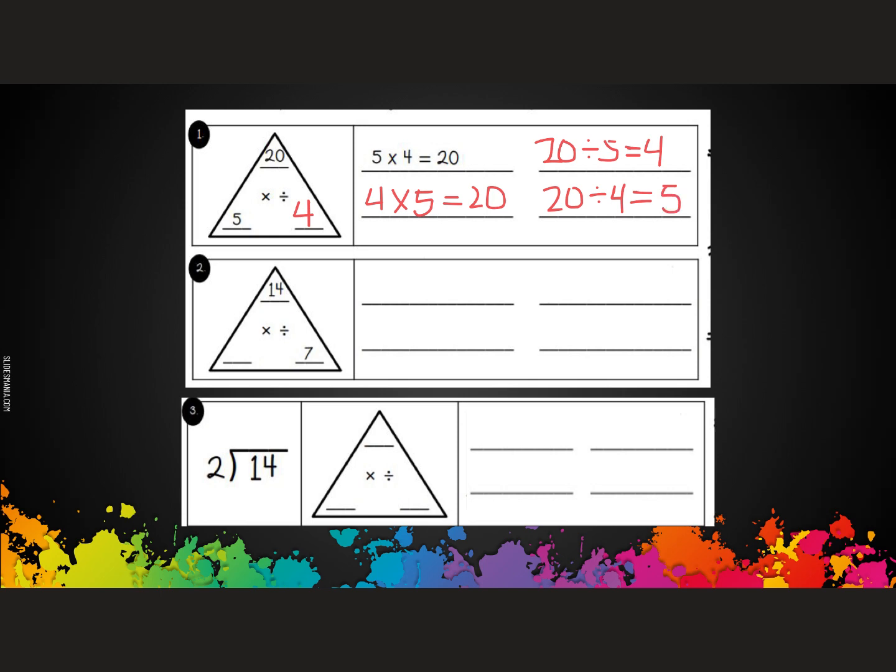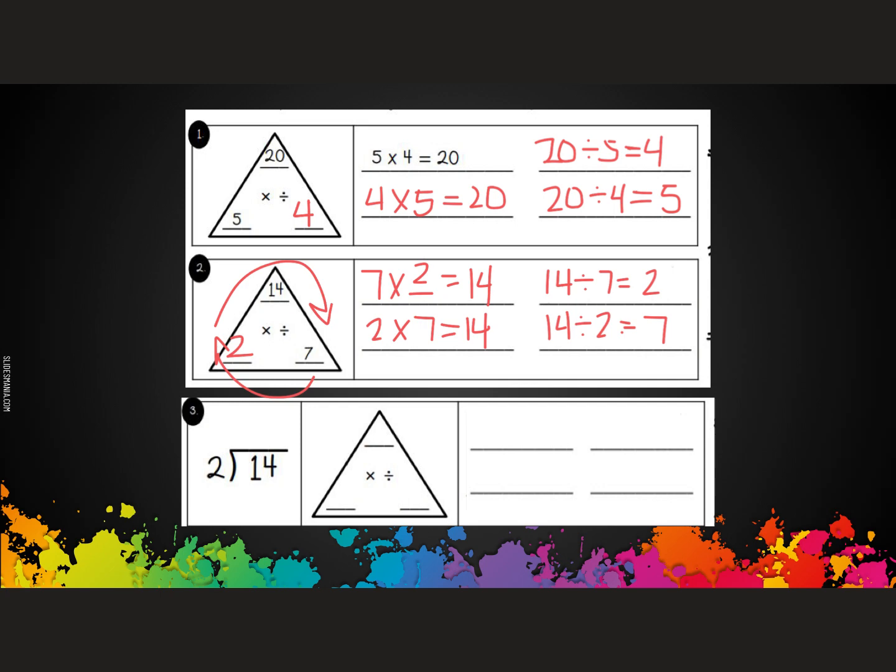Let's look at the next example. We have a 7 and a blank and a 14. So let's think. 7 times something equals 14. Well, I know that 7 times 2 equals 14. So that must mean that 2 times 7 equals 14. And now let's flip it and do division. 14 divided by 7 must equal 2. And 14 divided by 2 must equal 7 because they are fact families and they go together whichever way we're going.